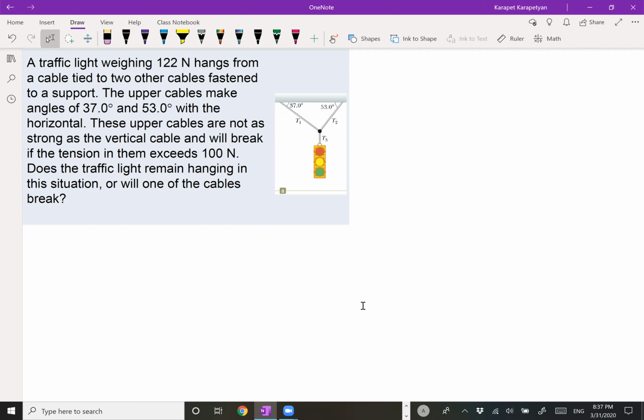All right, so we are given a system which is in equilibrium, and we know that because the problem tells us it hangs, which means it is in static equilibrium. Then we are given three unknowns. We don't know tension 1, tension 2, or tension 3. So all of them are unknown. We need to find each tension so we can figure out if tension 1 and 2, technically the two important tensions, will break or not.